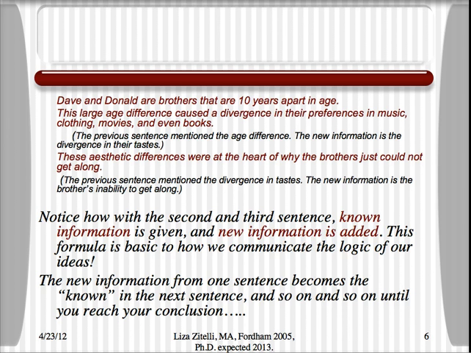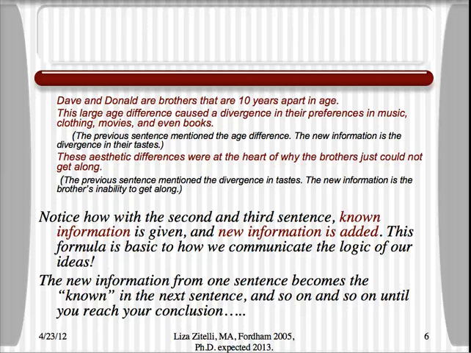Dave and Donald are brothers that are 10 years apart in age. This large age difference caused a divergence in their preferences in music, clothing, movies, and even books. See how the previous sentence mentioned the age difference? And the new information is their divergence in tastes. That's using the known-new.